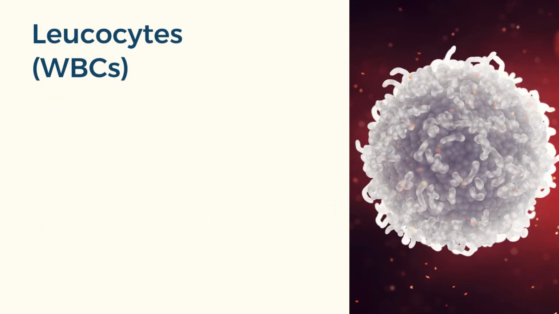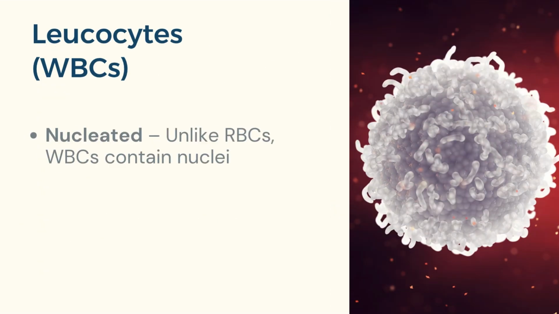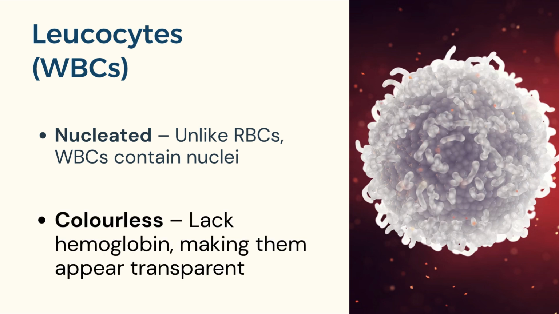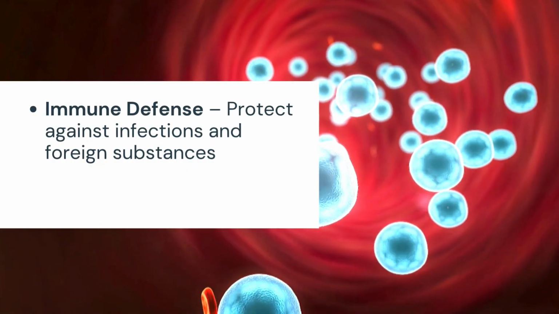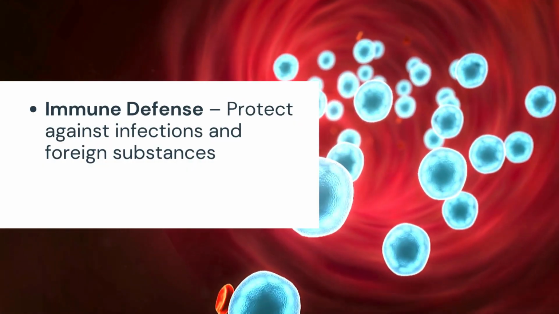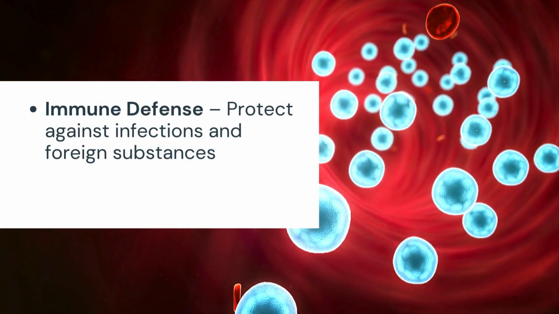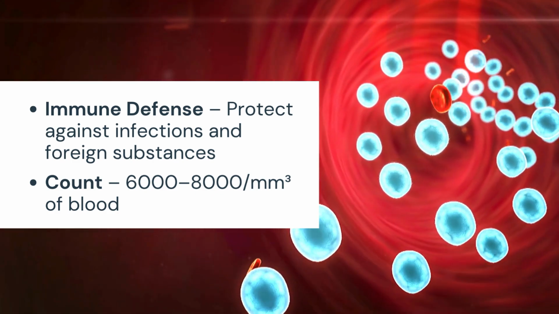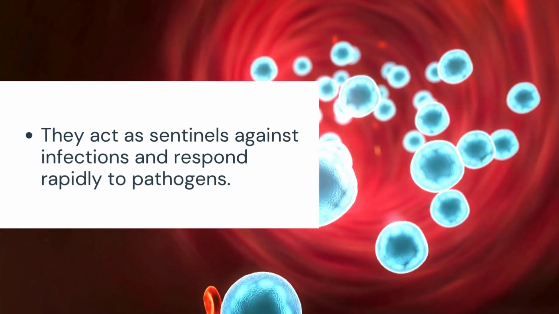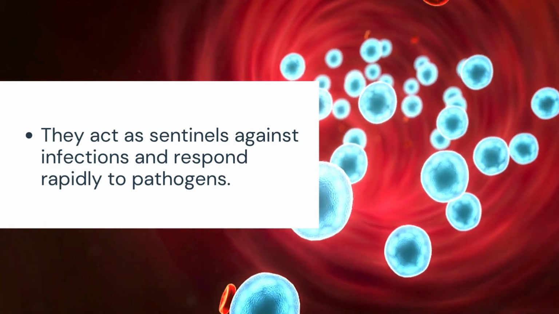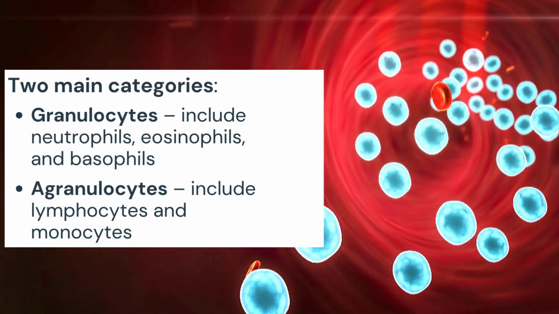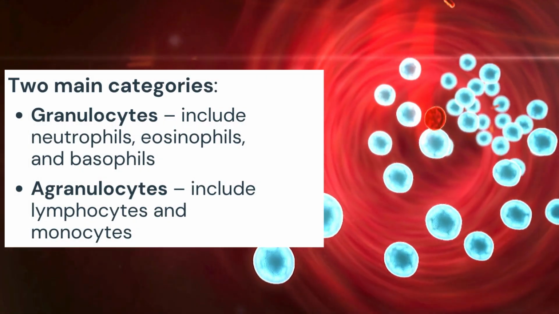Let's move to leukocytes or WBCs. Unlike RBCs, WBCs are nucleated and colorless as they lack hemoglobin. They provide defense and immunity against infections and foreign substances. Their count ranges from 6,000 to 8,000 per cubic millimeter of blood. WBCs act as sentinels against infections and respond rapidly to pathogens. There are two main categories, granulocytes and agranulocytes.